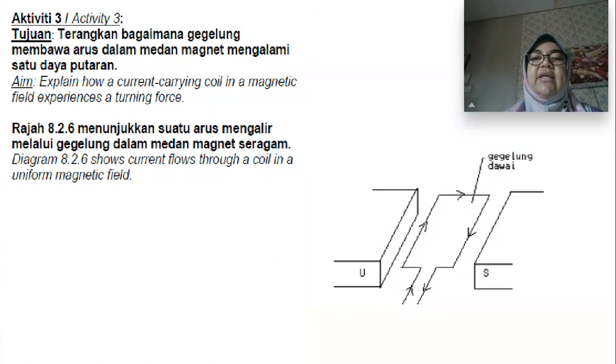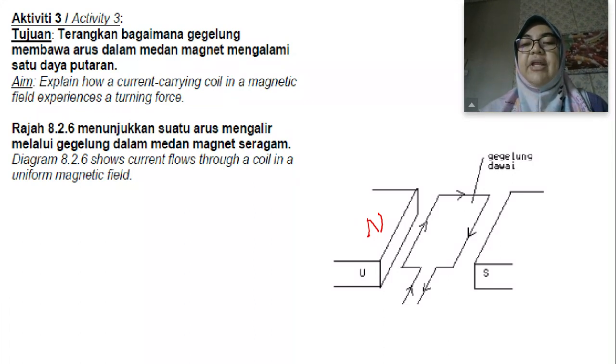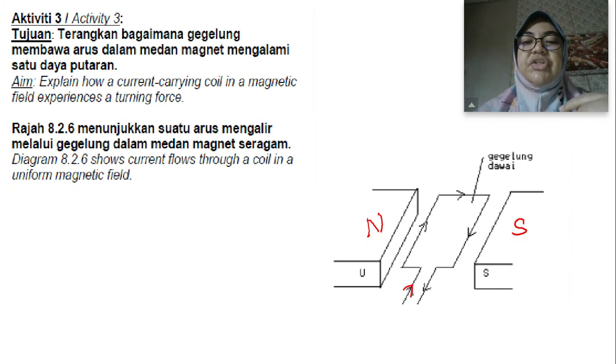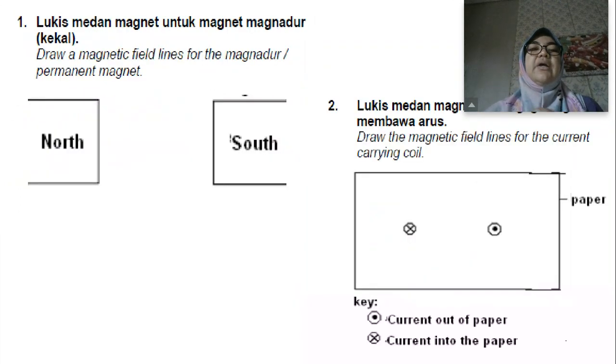Okay, as you can see in the diagram here, we have a permanent magnet with north pole on the left and south pole on the right. Okay, and in between the permanent magnet, we have a current carrying conductor in a coil. And as you can see, the direction of the current is as shown. Okay, so the next slide.